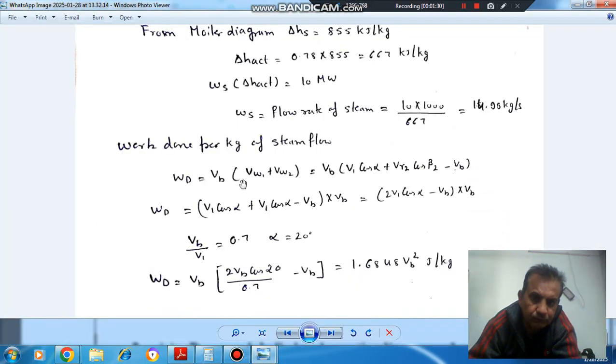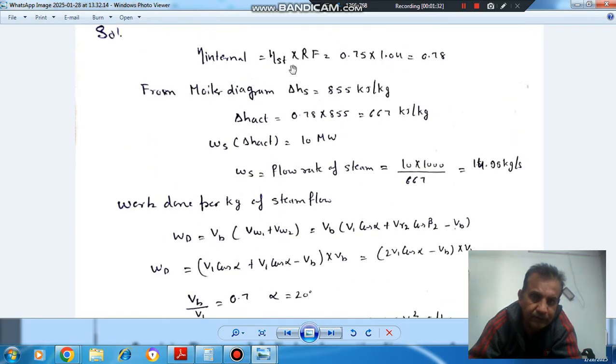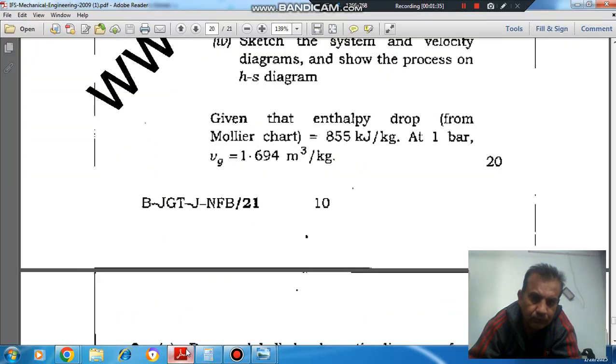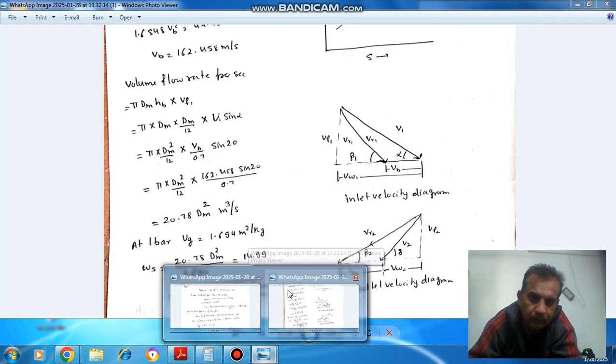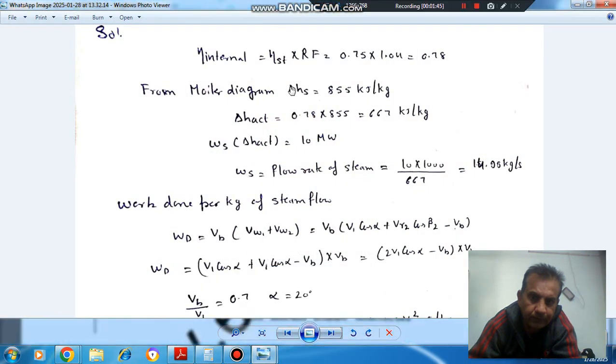So here, first of all, stage efficiency and reheat factor are given. Stage efficiency is 75% and the reheat factor is 1.04, so internal efficiency comes out as 0.78. From the Mollier diagram, the isentropic enthalpy drop is 855 kilojoules per kg, and as internal efficiency is 0.78, the actual enthalpy drop is 0.78 times 855, that is 667 kilojoules per kg.